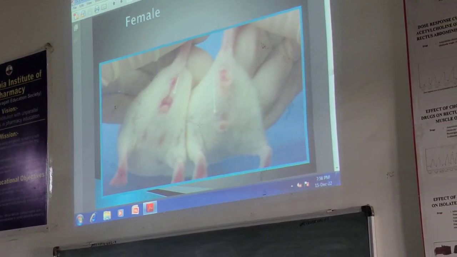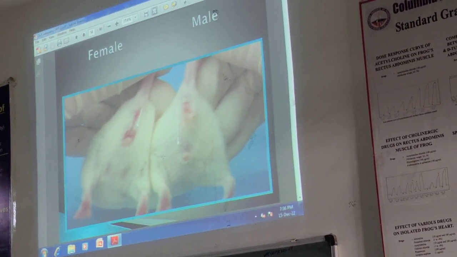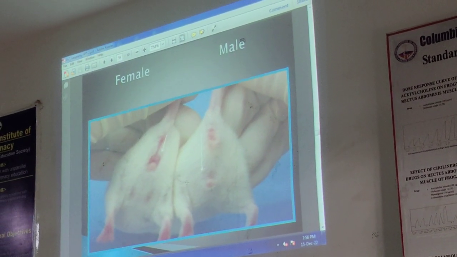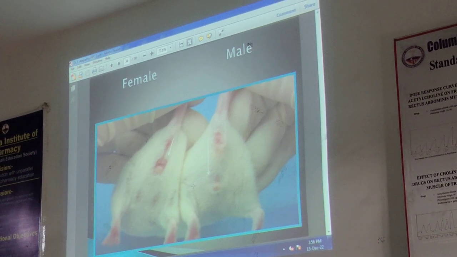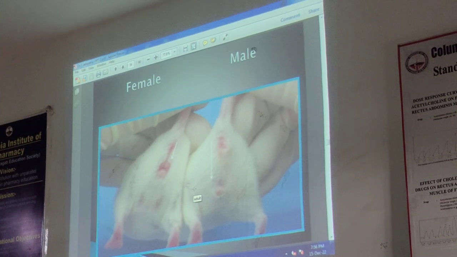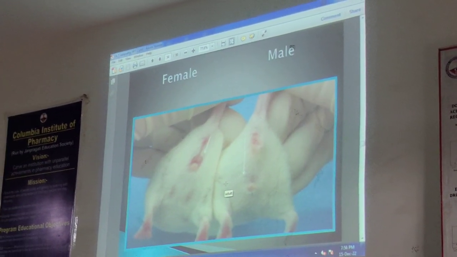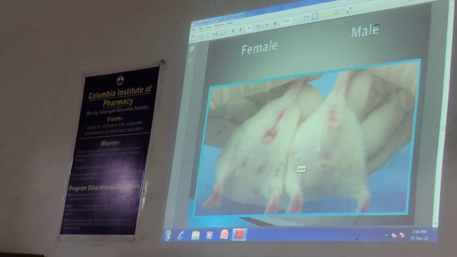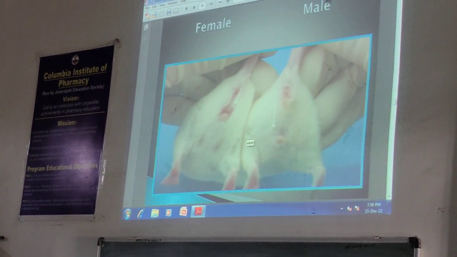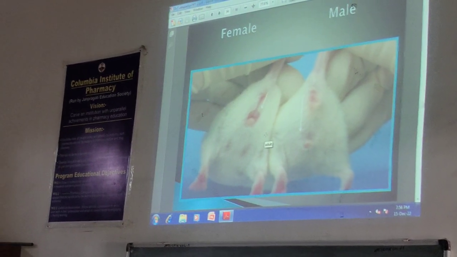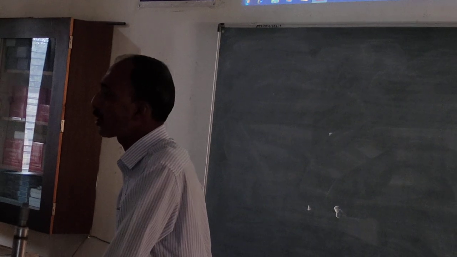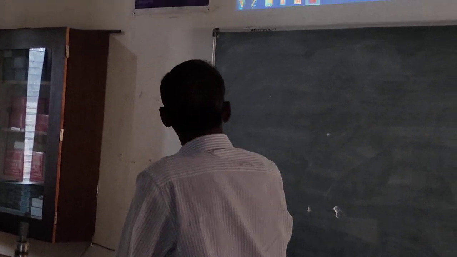This is a very important part: the difference between the male and female gender in animals. It is very difficult in some cases. Many students don't know which one is male and which one is female. The identification is also very essential before performing the screening and other research processes.